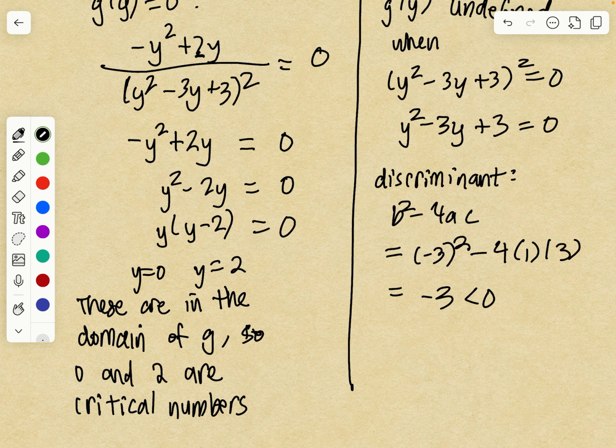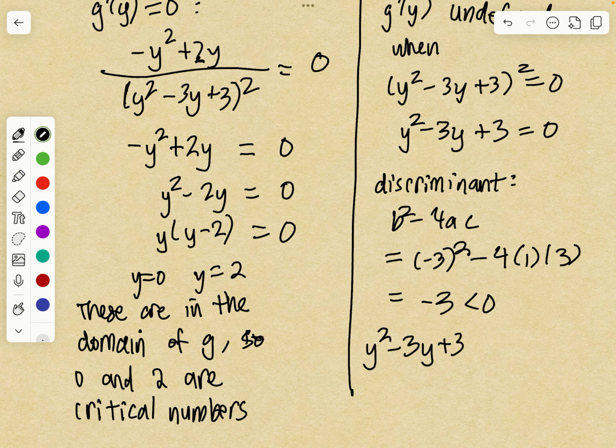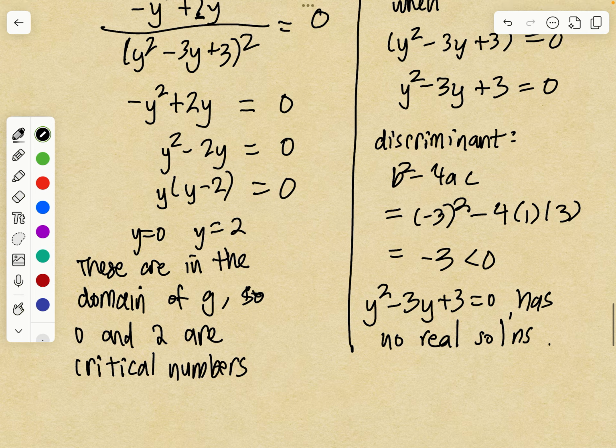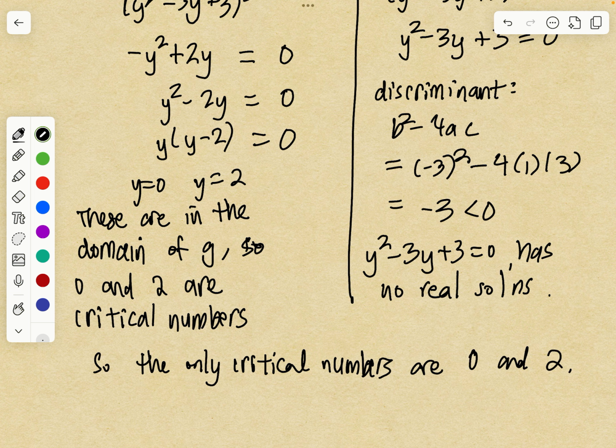When the quadratic has a negative discriminant, what does that mean? It means that this equation has no real solutions, right? When this quadratic is equal to 0, that equation has no solutions when the discriminant is negative. So since the discriminant is negative, y squared minus 3y plus 3 equals 0 has no real solutions. Okay, so 0 and 2 are the only critical numbers of the function. So that's the answer.